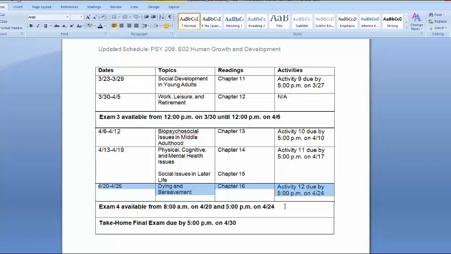So we will have an activity this week if you need more activity points. Remember that I'm keeping your top 10 activity grades. So if you're happy with 10 activity grades you already have, then you don't have to complete activity 12. But if you need more activity points, this is your last chance. Email me if you have any questions about that.